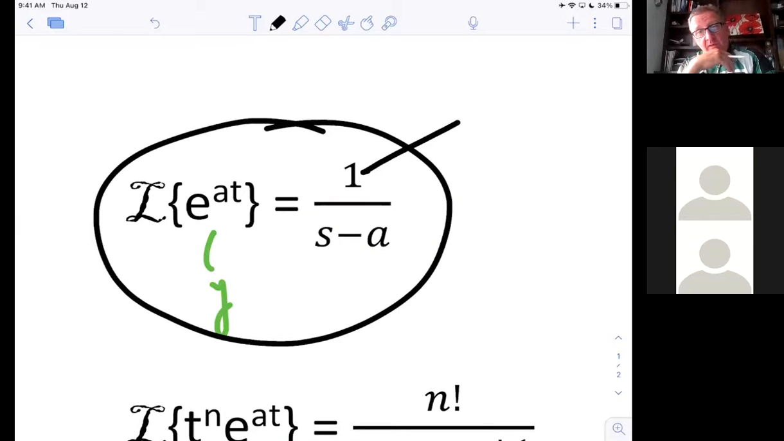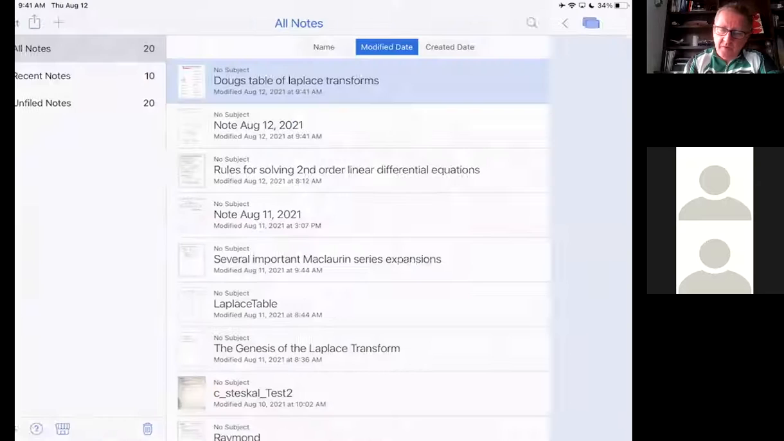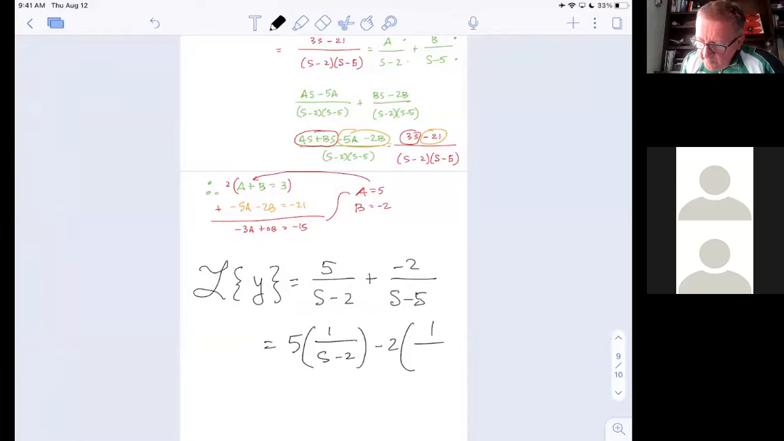Notice it says there's a 1, not whatever you want. It doesn't say b, like that can be anything you want it to be. It's got to be a 1. But isn't this exactly what we have on the bottom now? We have s minus 2 and s minus 5, but we don't have a 1 on top. And how do we get a 1 on top? Just pull it out. Just factor it out. In other words, 5 times 1 over s minus 2 minus 2 times 1 over s minus 5.